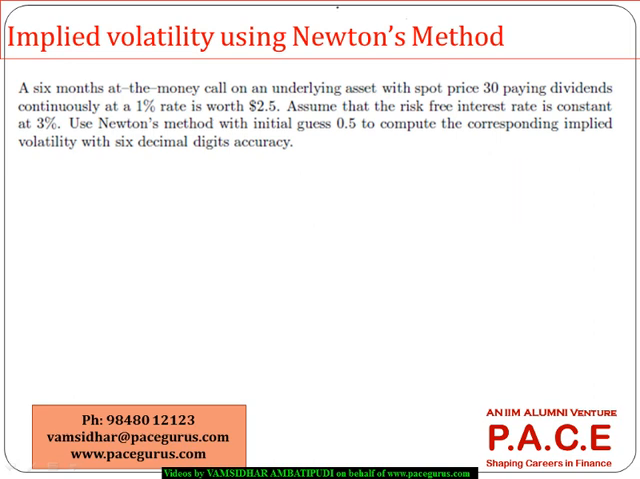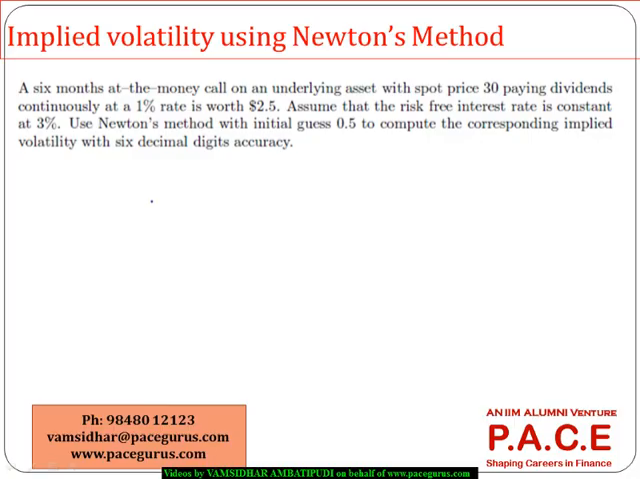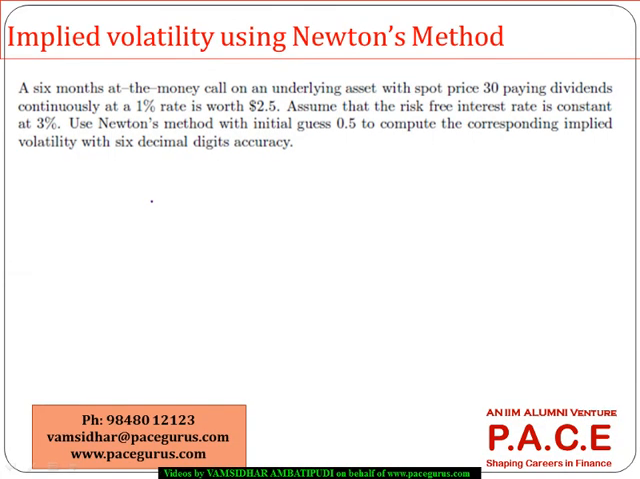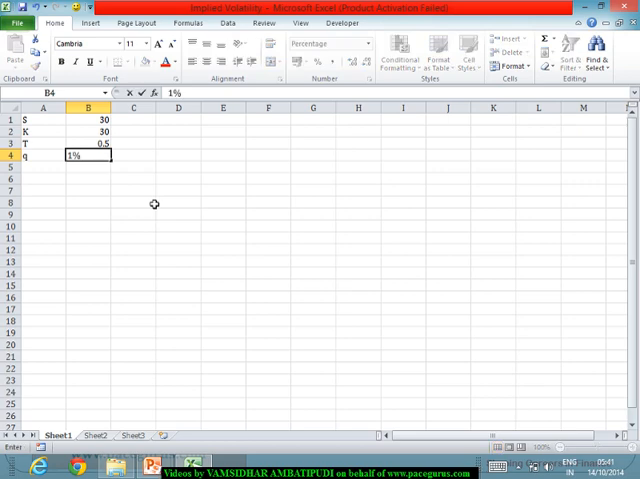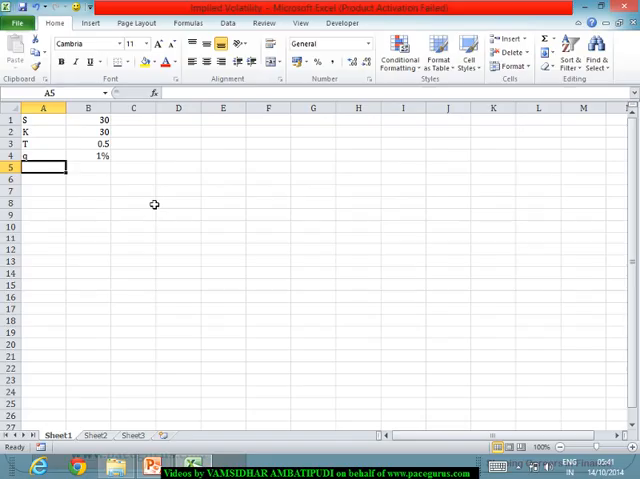So let's make a data entry for the same. A 6 month at the money call on an underlying asset with a spot price of 30. Okay, the spot price is 30, and because it is at the money, the strike price is also 30. Time to maturity is 6 months, which is half a year, and it pays dividends continuously at 1%. So Q becomes 1%. The worth of the call is directly given as 2.5. Assume a risk-free rate of return of 3%.